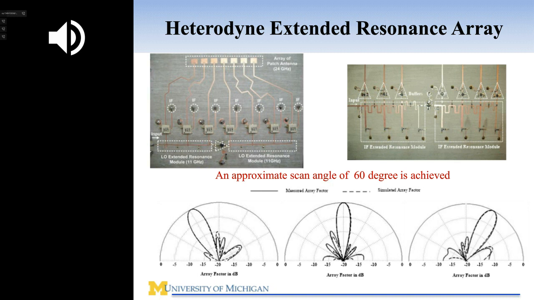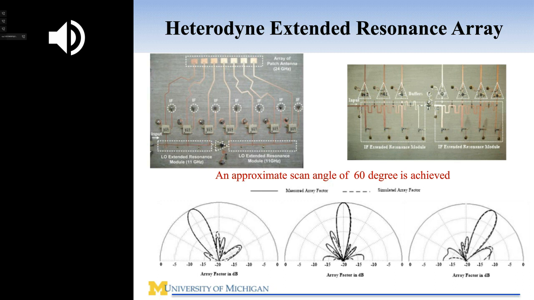And on the bottom, you can see both the measured and simulated array pattern, and the amount of phase shift that we achieved allows us to get a 60 degree, plus or minus 30 degrees, scan range.